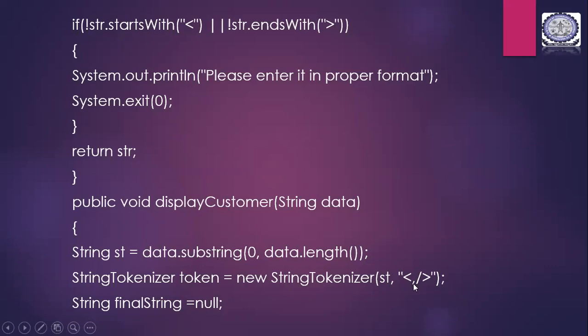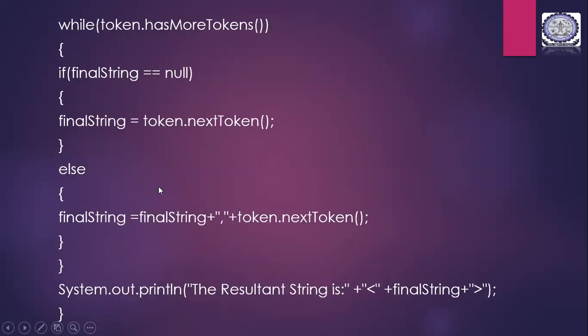This is a delimiter, comma is a delimiter, and slash is a delimiter. Okay, you are giving the delimiters here. String finalString is equal to null. So at the end you have to have a null value. So here you again have the methods there, right?